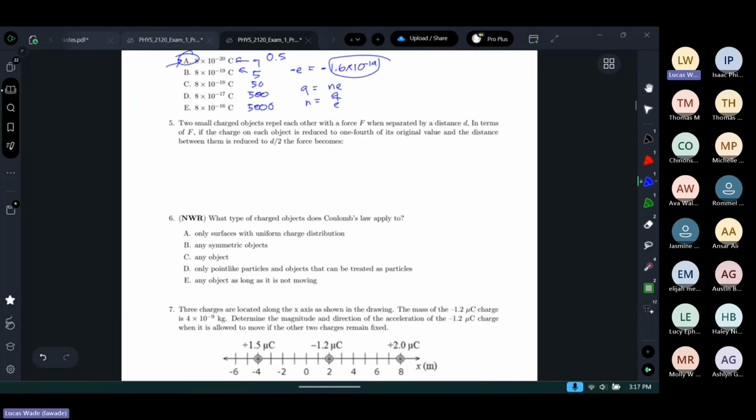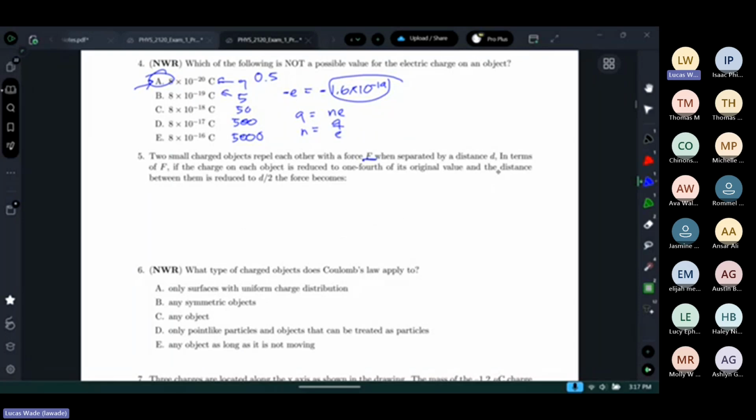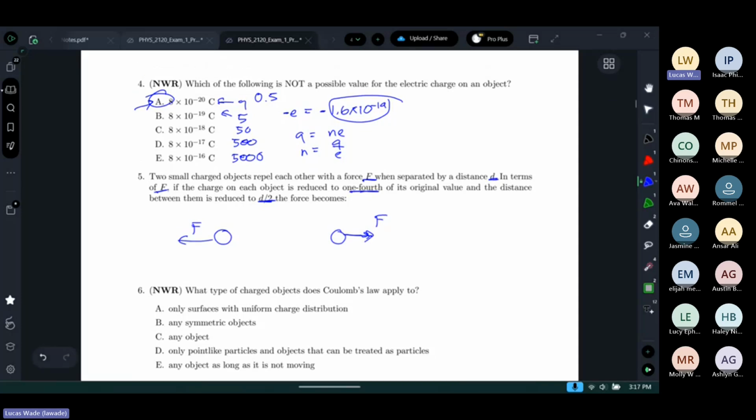And then 5: two small charged objects repel each other with a force F when separated by a distance D. In terms of F, if the charge on each object is reduced to 1/4 of its original value and the distance between them is reduced to D over 2, the force becomes... Okay, I would sketch this out. Two charged objects repel each other with a force F. That force is the same for either one, Newton's third law. They're separated by a distance D. But then we change that.